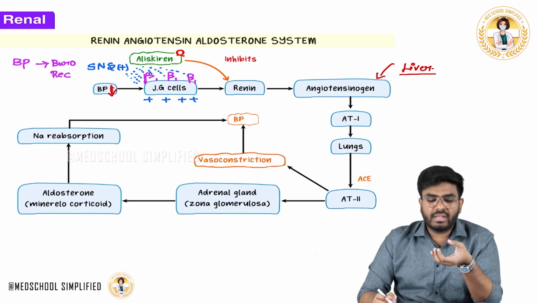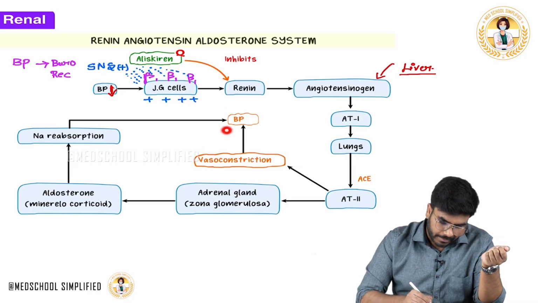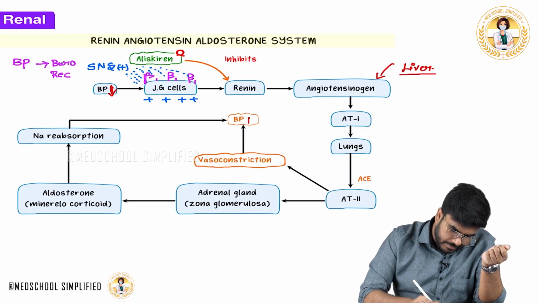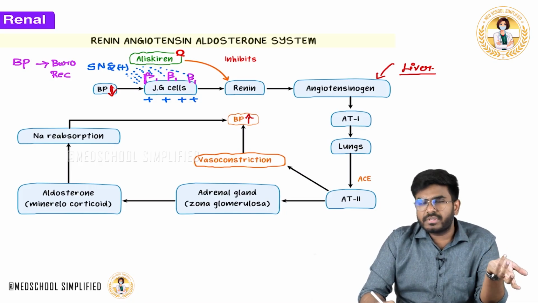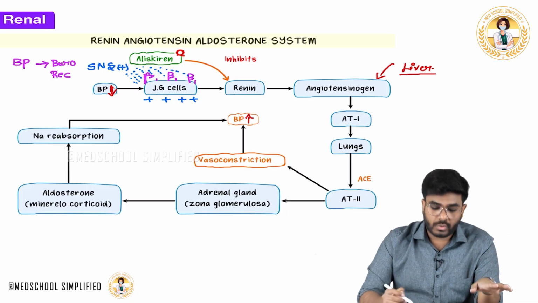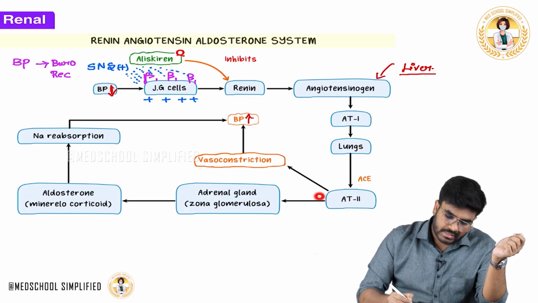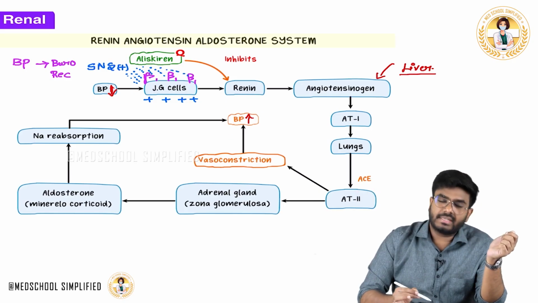Now, we all know whenever the blood vessel is undergoing constriction, what happens to the BP? BP increases. So, is the problem solved or not? Yes, the problem is solved. In the condition of hypotension, whenever the BP is going down, you have to increase the BP. So this is how angiotensin 2 is going to increase the BP.